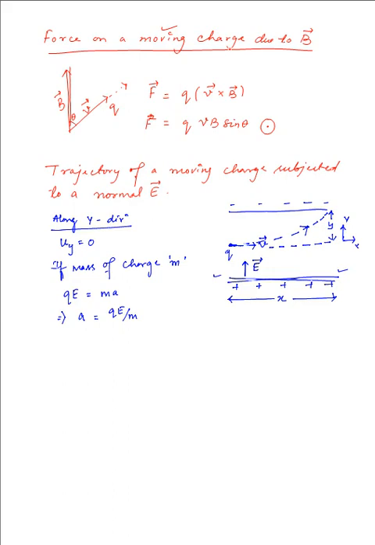Now along the x direction, it has continued to move with that same velocity v, because there was no acceleration or negative acceleration along the x direction. So along the x direction, it has continued to move through a distance x in, suppose, a time t with a constant speed v. With x and v available to us, we can just substitute the value of t as x divided by v.